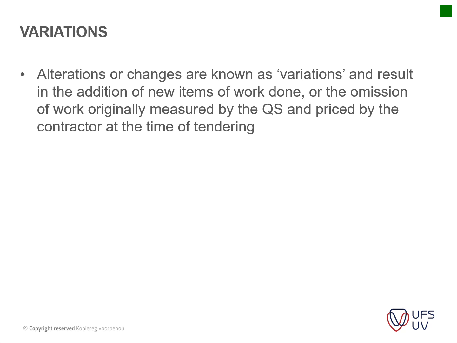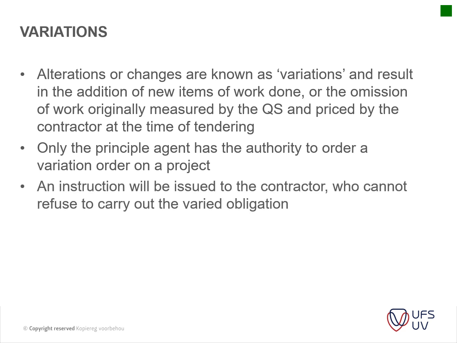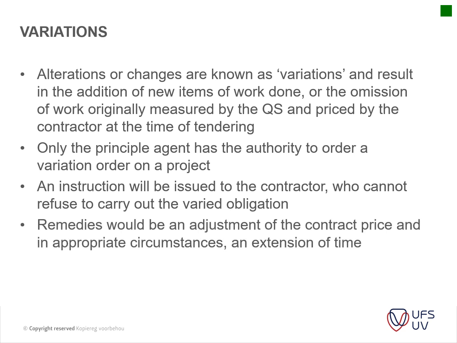So we've got alterations or changes known as variations, and they result in an addition of new items of work or the omission of work originally measured by the QS and priced by the contractor. Okay, so very straightforward. Only the principal agent has the authority to amend or issue variation orders on a project. That's contractually. An instruction will be issued to the contractor, who cannot refuse to carry out the varied work or the changed work. Remedies would be an adjustment of the contract price and, in appropriate circumstances, an extension of time.